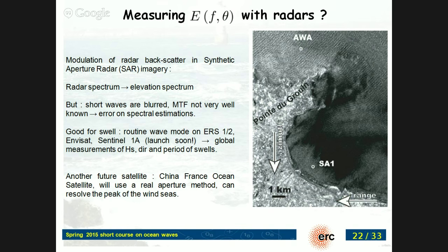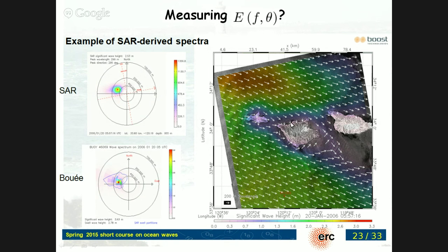These are some other examples of spectra from around the Channel Islands in California. The colors are wave heights from the SAR image, and you can see the island here, and these are 2 spectra, one from the radar processing, the other from the buoy, which is somewhere around here. And in these nice cases, it works really well.